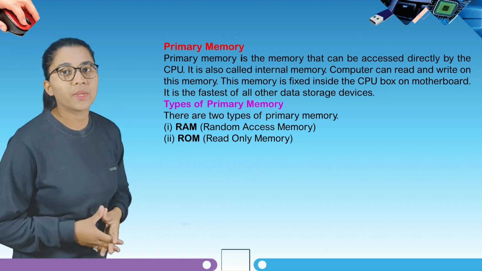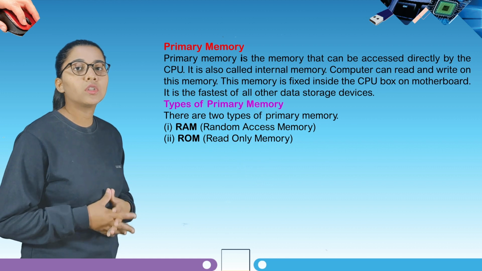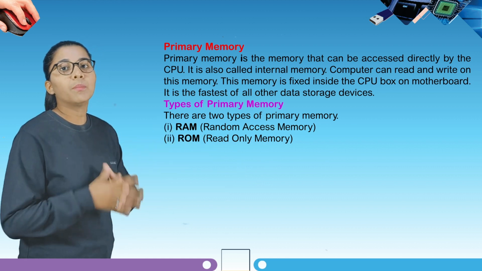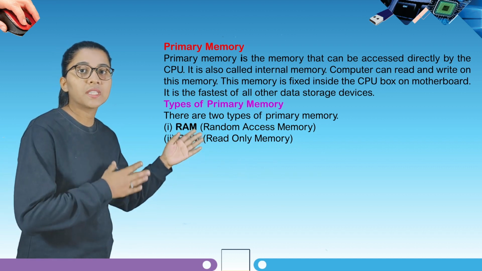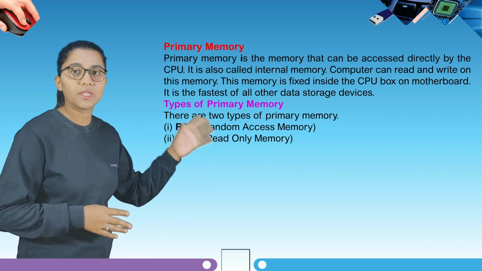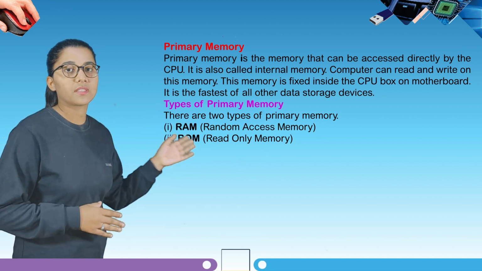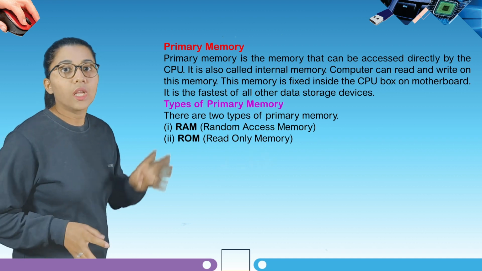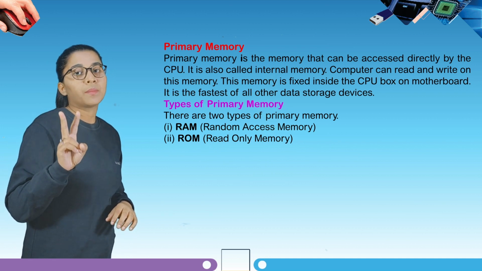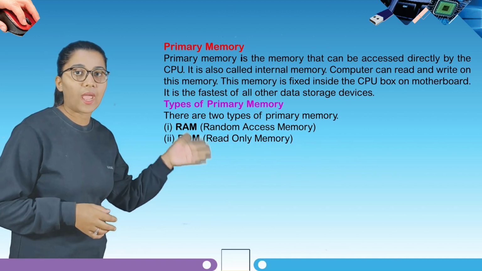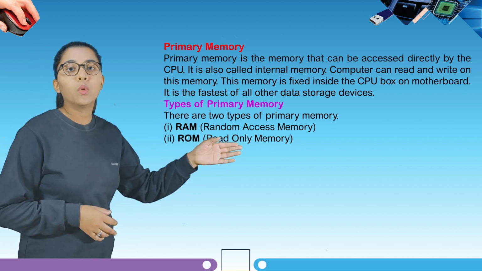Primary memory is the memory that can be accessed directly by the CPU. It is also called internal memory. Computer can read and write on this memory. This memory is fixed inside the CPU box on the motherboard. It is the fastest of all other data storage devices. Now students, let's learn about types of primary memory. There are two types of primary memory. First is RAM, random access memory, and second one is ROM, read-only memory.